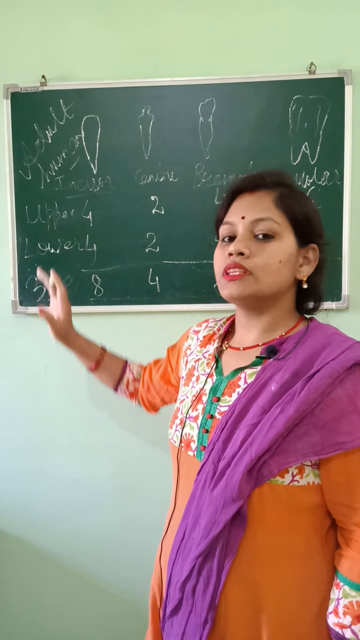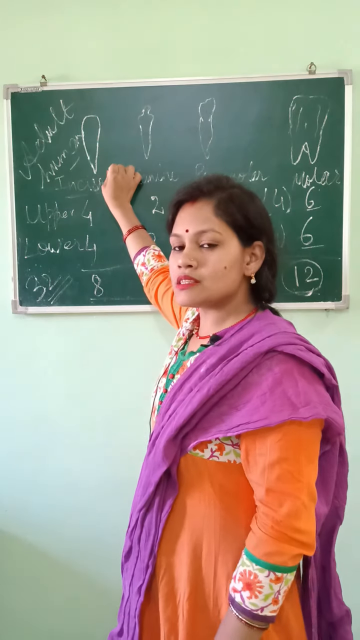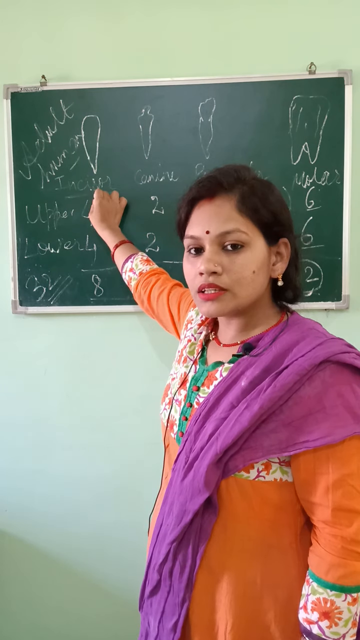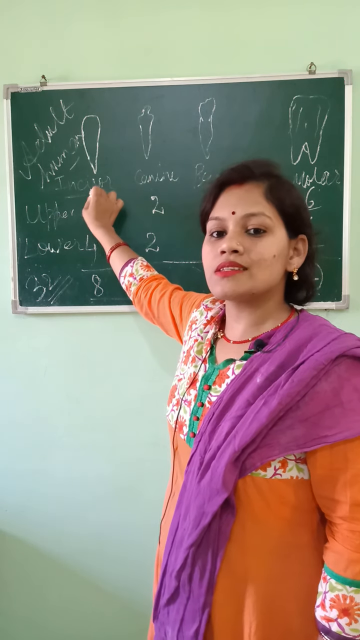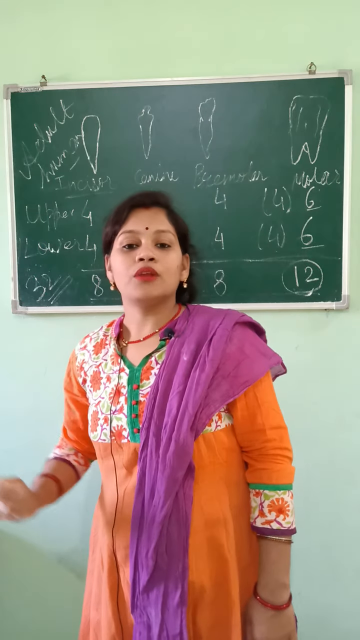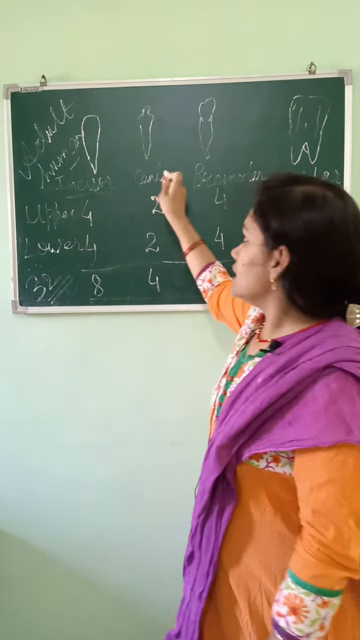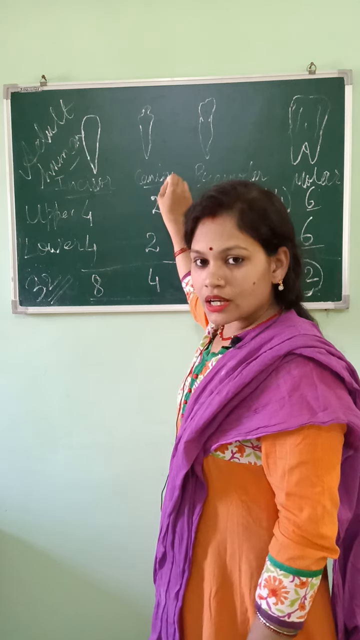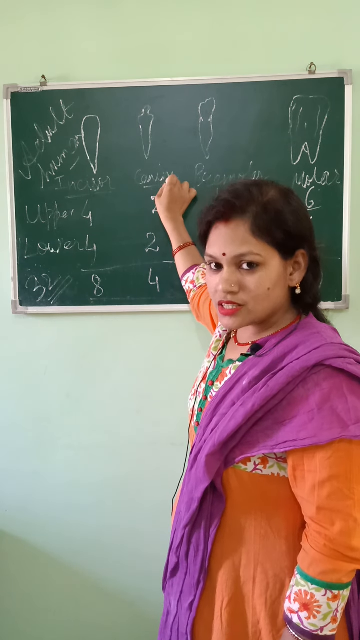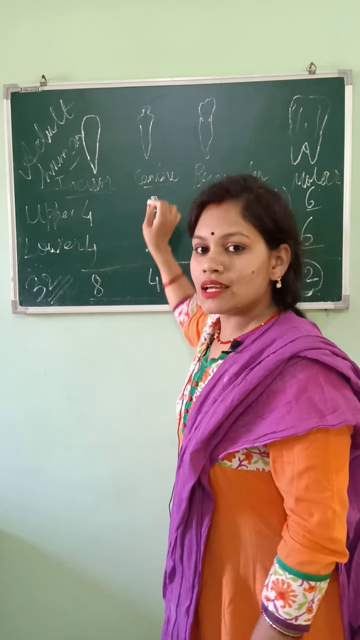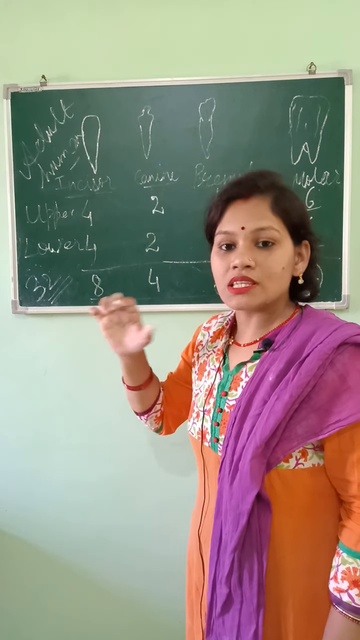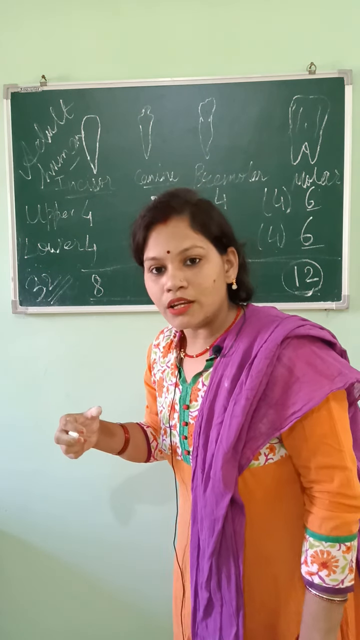Now let's deal with the functions. What is the function of the incisor? Incisor is the front teeth. It is helping in cutting and biting the food. Canines, what is the function of the canine? Canine is used for tearing the flesh. Especially the carnivorous animals have well developed canines because they have to tear the flesh of animals.